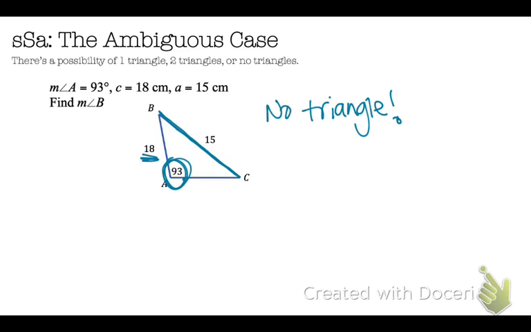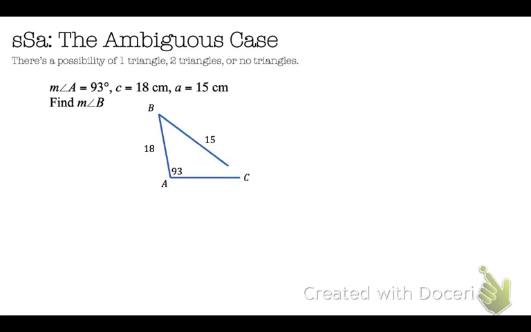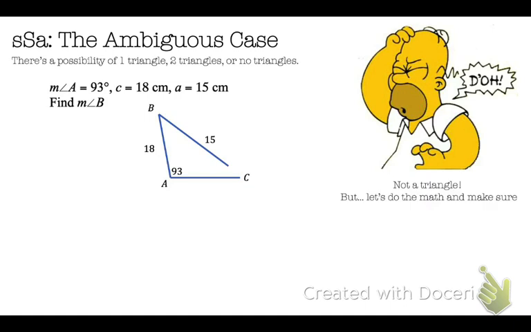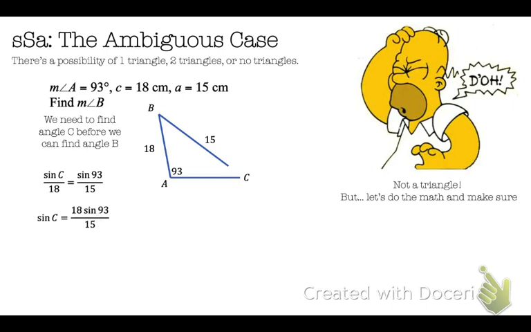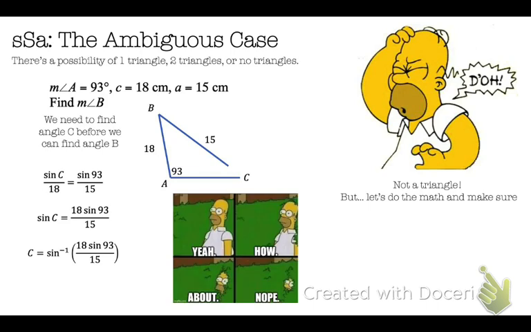But let's double check ourselves. Let's do the math and make sure. For this one, we need to find angle C before we can find angle B. So if we do sine of C over 18 equals sine of 93 over 15, I get sine C equals sine inverse of 18 sine of 93 over 15. If you put that in your calculator, you cannot do that. You get an error. If you get an error, that means it's not a triangle.